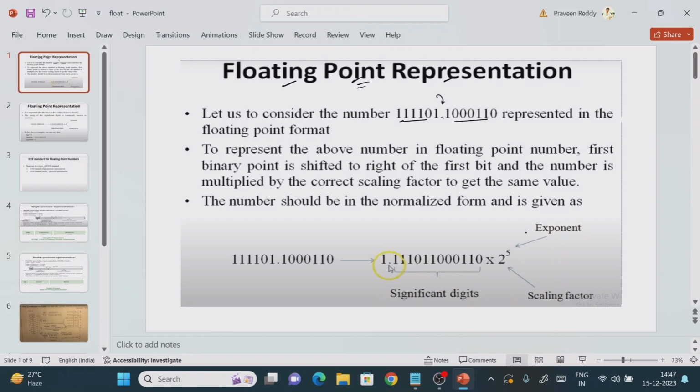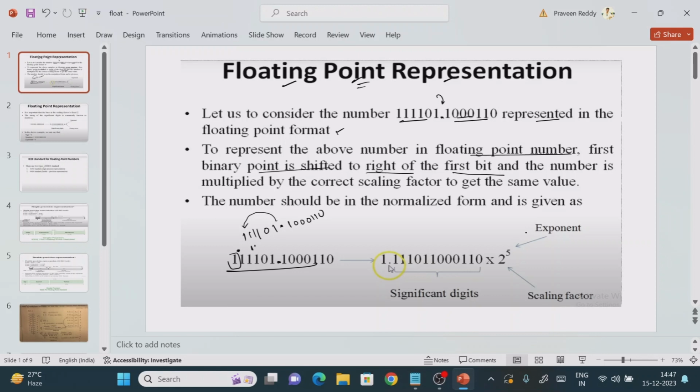Suppose the given binary number is 0101.1000110, to be represented in floating point format. In a floating point number, the binary point is shifted to the right of the first bit. It means that we need to place the dot to the right of the first bit.